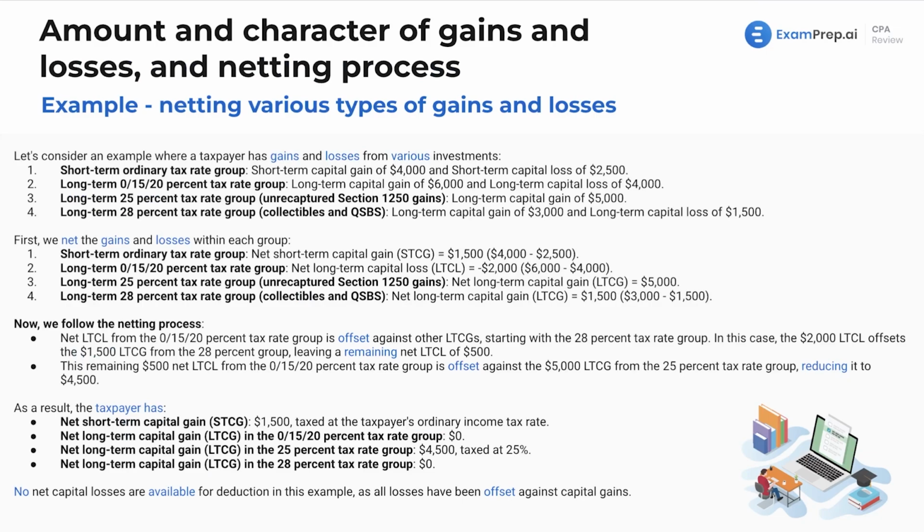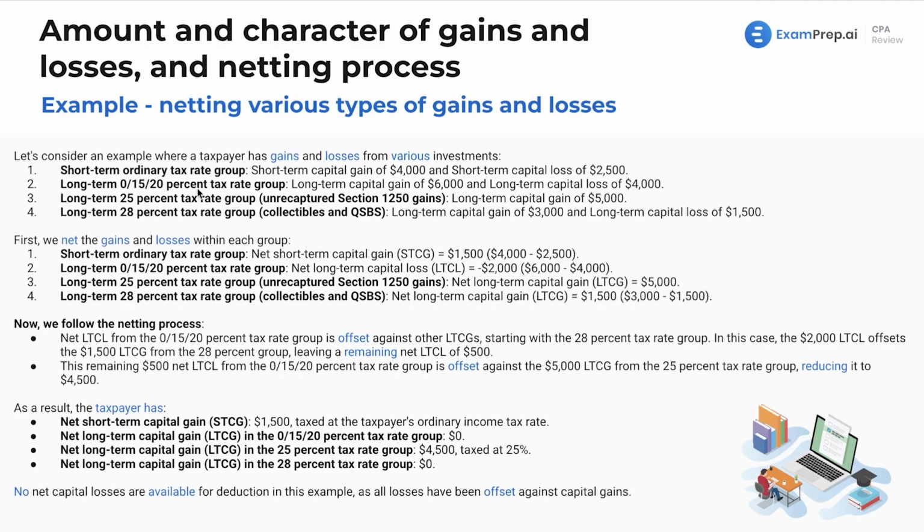As promised, we've got a great example here, which is going to go through all of those intricacies that we need to see when it comes to netting all of these various types of gains and losses. We're going to consider an example where a taxpayer has gains and losses from various investments. We've got some from the short-term ordinary tax rate group: short-term capital gain of $4,000, short-term capital loss of $2,500. We've got some from the long-term 0, 15, 20% tax rate group, which is $6,000 of a long-term gain and $4,000 of a long-term loss.